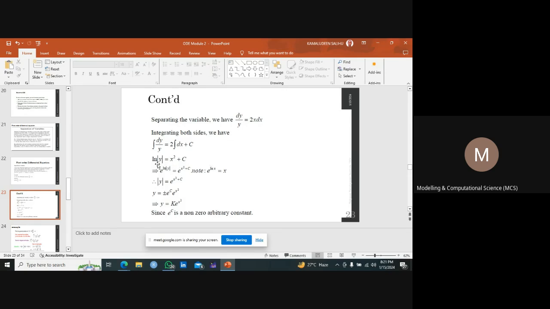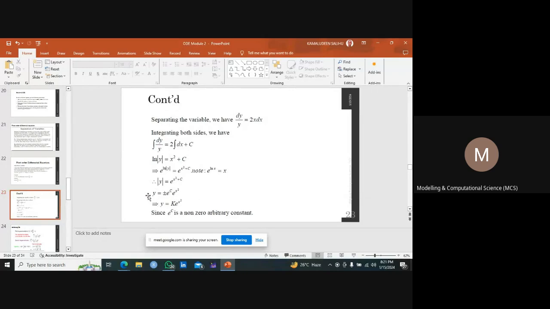So you take the exponential of both sides. When you take the exponential, you have the next step you are having here. So after that, this exponential goes away with the ln, you have only y. Then the exponential of this, when you apply the indices, you have it to be this. That is exponential of c multiplied by exponential of x squared.